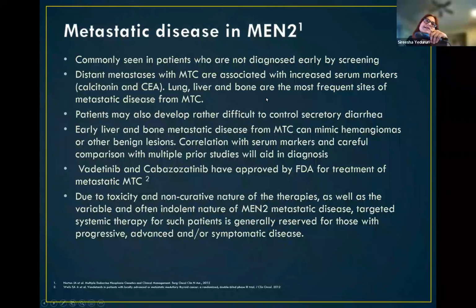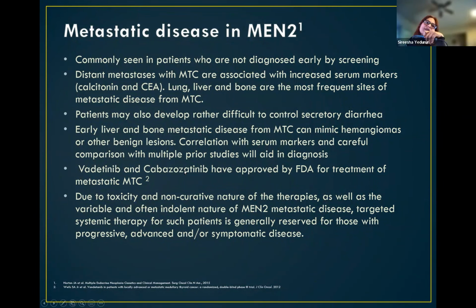So coming to metastatic disease and MEN2, it's commonly seen in patients who are not diagnosed early by screening. Distant metastases with medullary thyroid carcinoma are associated with increased tumor markers. Most of them are followed clinically with calcitonin and CEA. It is important for us to look at the trend of these tumor markers. Common sites of metastasis are lung, liver, and bone. Patients may also develop difficult-to-control secretory diarrhea. Early liver and bone metastatic disease can mimic hemangiomas or other benign lesions. Again, correlation with serum markers and comparison studies will be helpful.